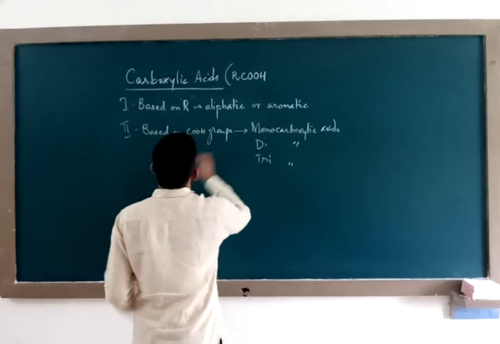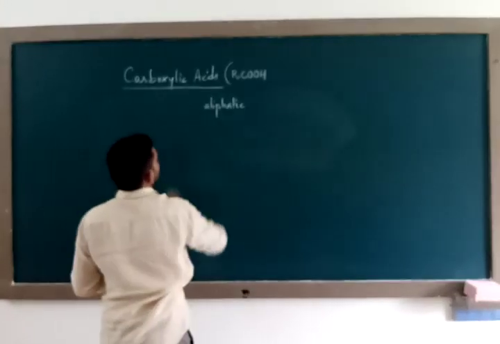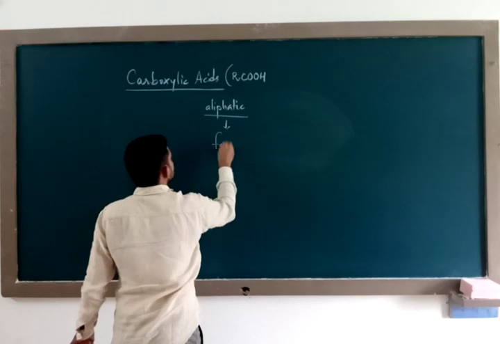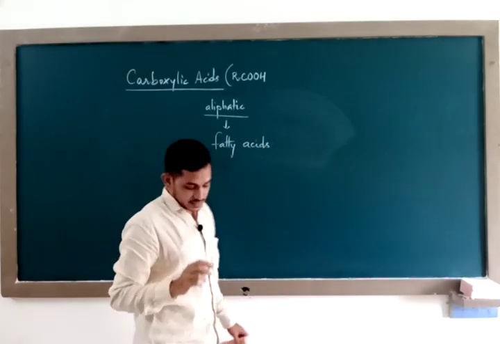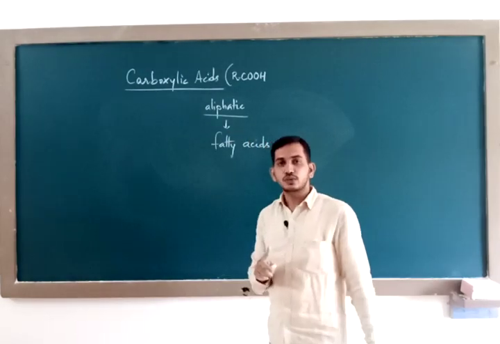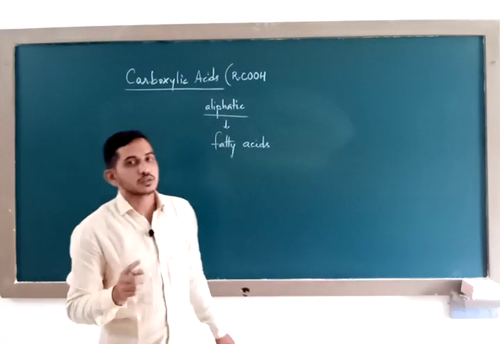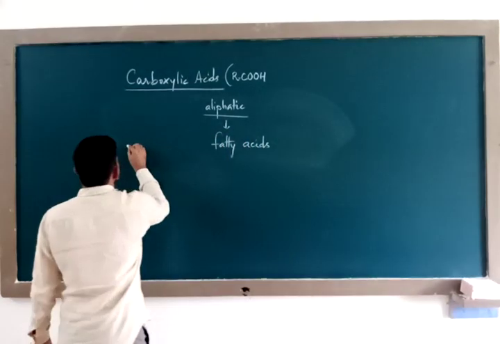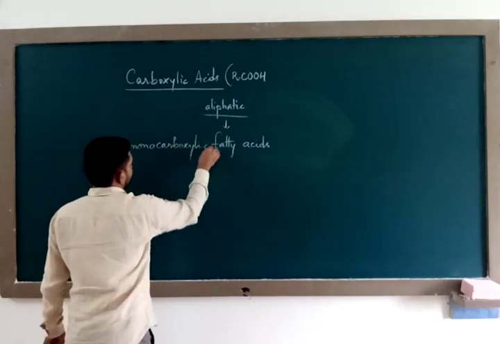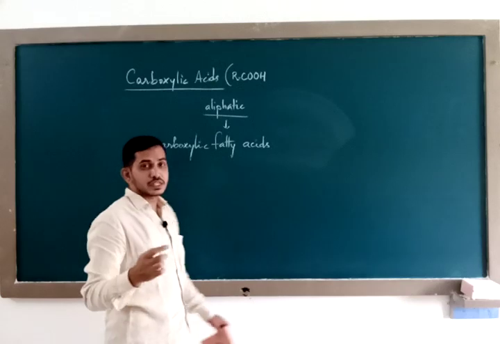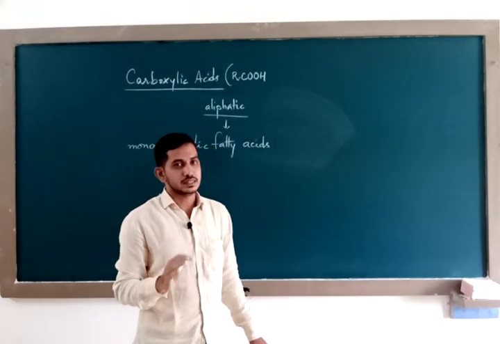Also, the aliphatic carboxylic acids are also sometimes called fatty acids. You need to know what fatty acids are. Fatty acids are also carboxylic acids. But what type of carboxylic acids are called fatty acids? They are monocarboxylic. Monocarboxylic means those which contain only one carboxyl group, they are called fatty acids.